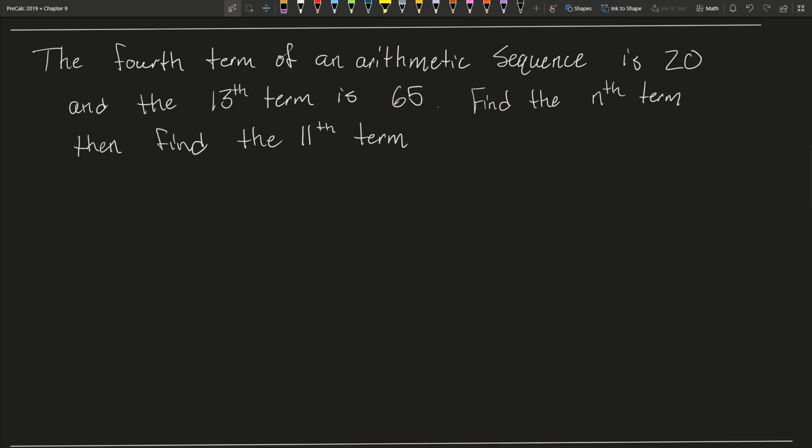So then we can get to a little bit more challenging questions. All right, the fourth term of an arithmetic sequence is 20, and the 13th term is 65. We want to find the nth term, then find the 11th term.